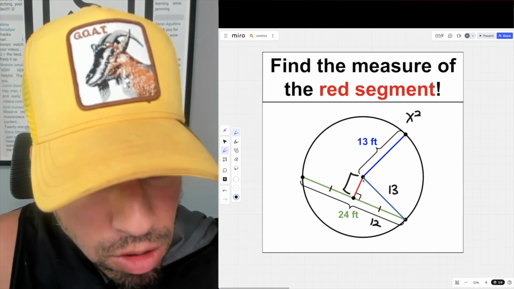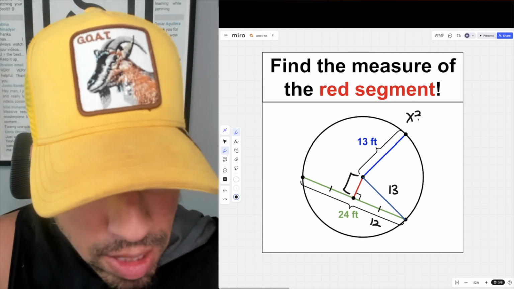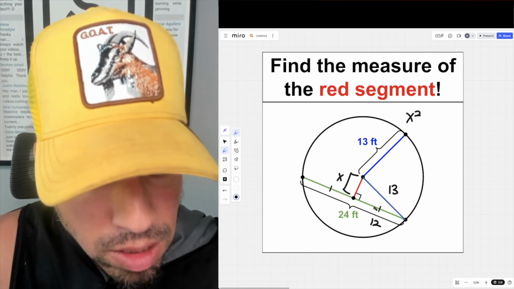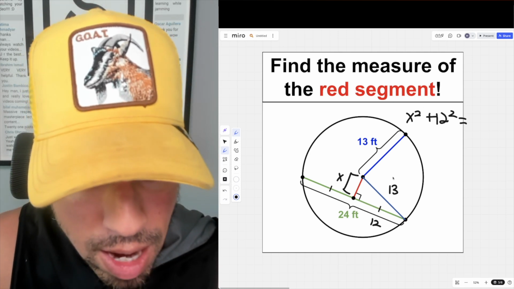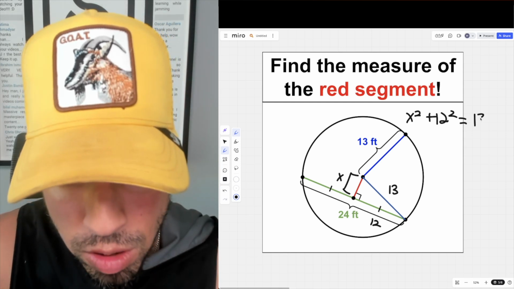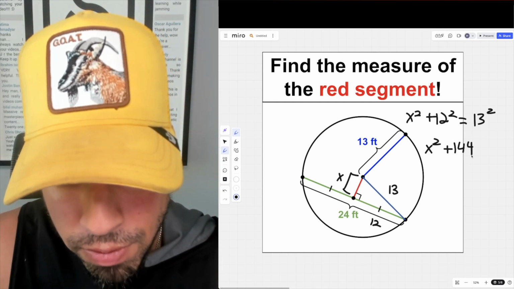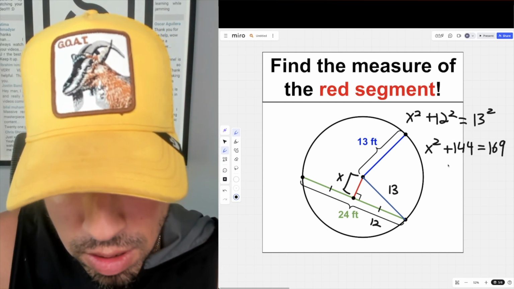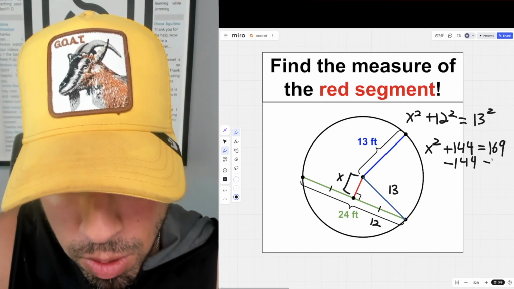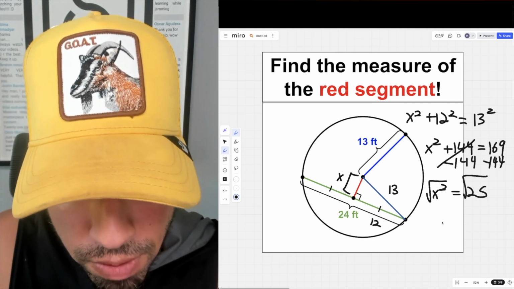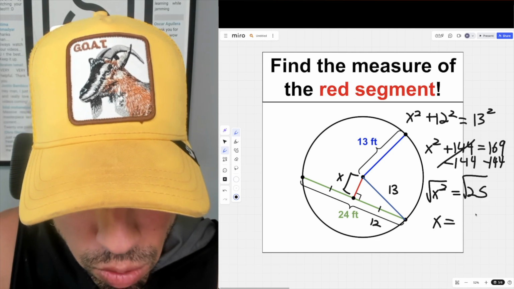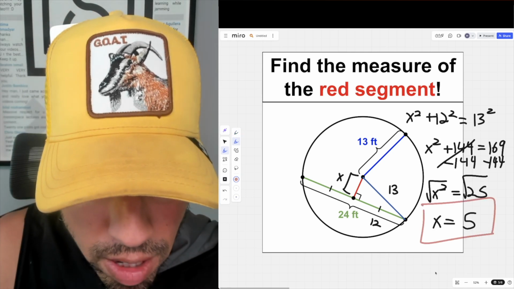So Pythagorean's theorem is a squared, which is that side, I'm going to call it x, plus the other leg squared, which is 12 squared, is going to equal the hypotenuse squared, 13 squared. 12 squared is, of course, 144. 13 squared is 169. Subtract 144 from both sides, and we get x squared is equal to 25. Taking the square root for the final step, we get x is equal to 5, and that is your answer.